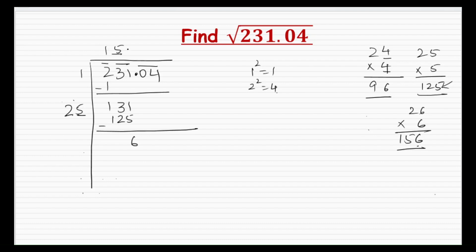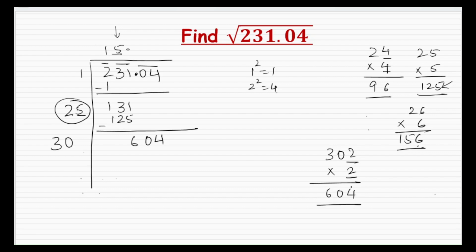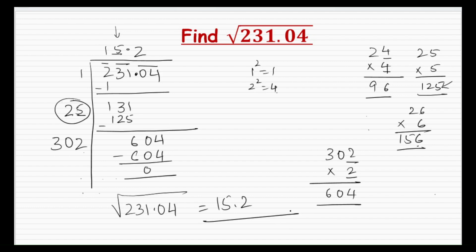I reach the decimal part, put the point over here, copy down the next group, 604. 25 plus 5 is 30. Now what number should I put in the blank, the same number, so that when we multiply this whole number with this digit, I should get 604 or less than 604. It's pretty easy. If I multiply with 2, I will get 604 exactly. So 15.2. So 604, remainder 0. So my division is complete. So the square root of 231.04 comes out to be 15 and 2 tenths.